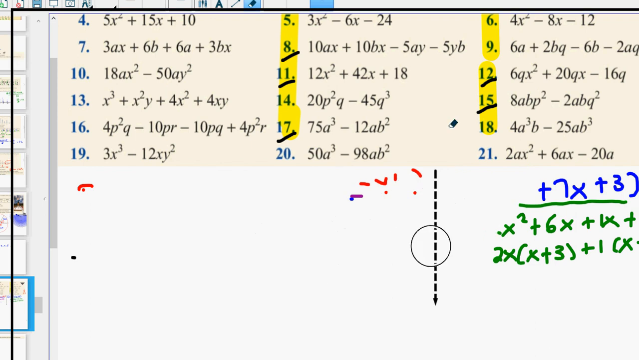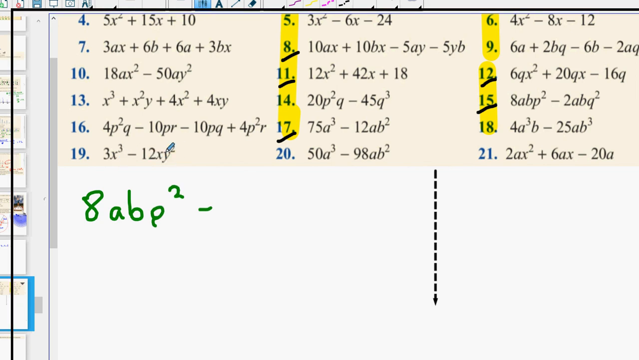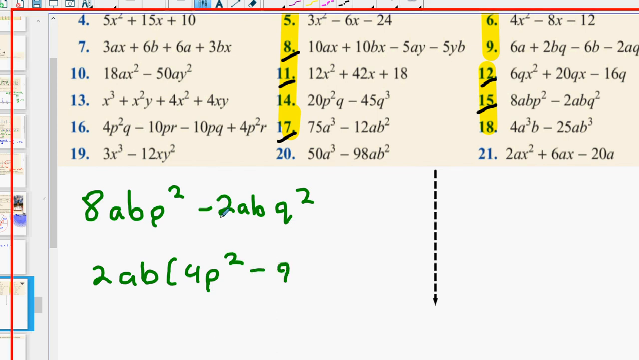Okay, so 15 has a whole lot of letters, doesn't it? Are there any letters I can take out in common? So it's 8AP, 8B, P squared. And then the other one is 2ABQ squared. And then if I take out AB, what number could I take out? And then what's left over? 4P squared minus Q squared.